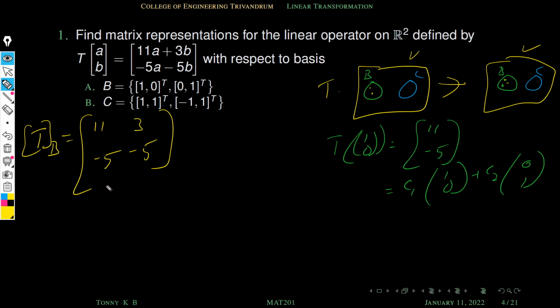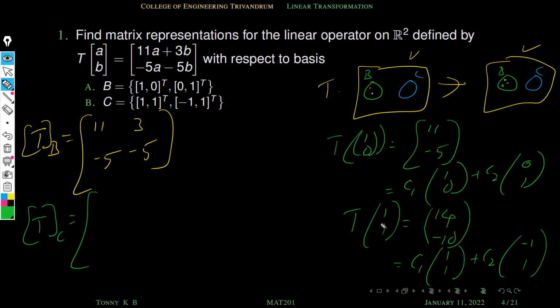Similarly, you can find the matrix of T with respect to C. How to find the first column? Take the image of the first element, then write that image in terms of C, then take the coefficients. That is our first column. Okay, that is the coordinate of T of the first base element with respect to C. Okay, this is the procedure.